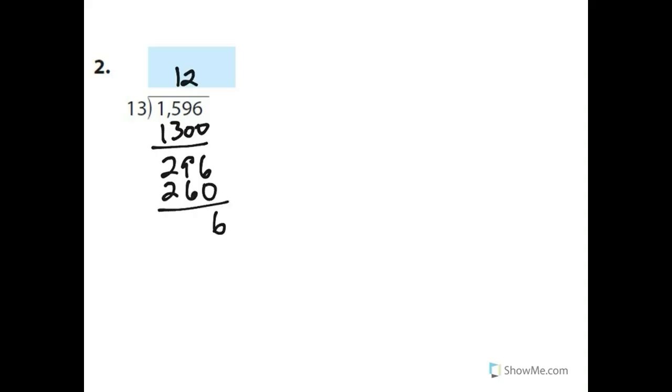So 6 and 3, 36. Let's put it in there twice. 2 times 13 is 26. We're going to have 10 left over, so 122, remainder 10. Well, alrighty, now is your chance. You go ahead and solve number 3, and then we'll go over it.